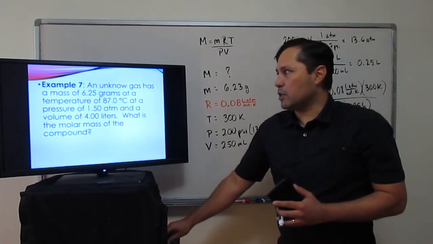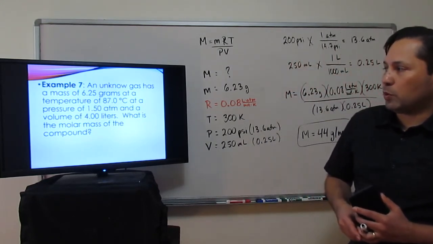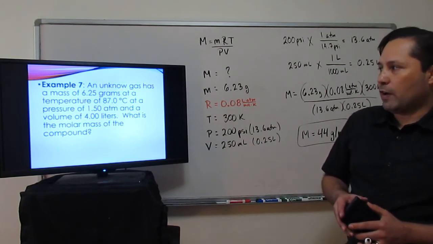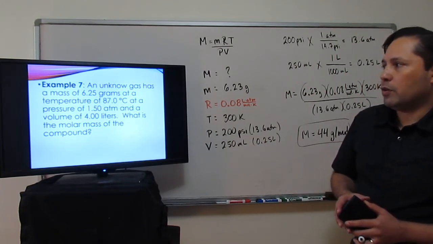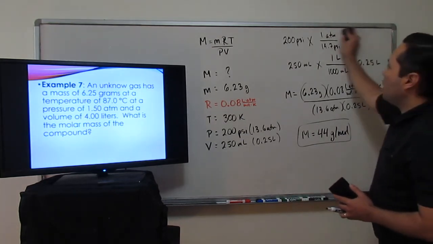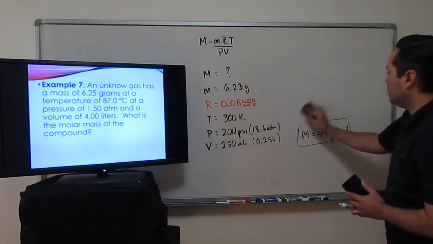Example 7, again they ask you: for an unknown gas that has a mass of 6.25 grams at a temperature of 87 degrees Celsius and a pressure of 1.5 atm and the volume of 4 liters, what is the molar mass of this compound? Alright, so let's go ahead and solve this problem as well.